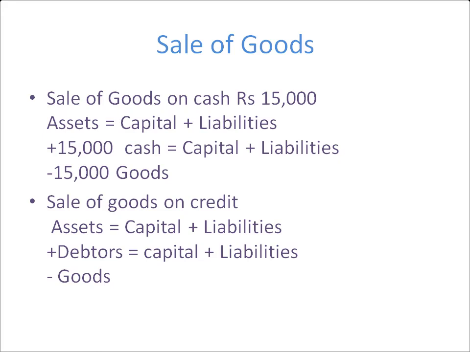If the goods are sold on credit, then what will happen? The asset side will be increased in terms of debtors, and when the goods are sold, the goods will be decreased. That means it has a positive and a negative effect on one side of the assets, that is an increase in debtors and a decrease in goods.